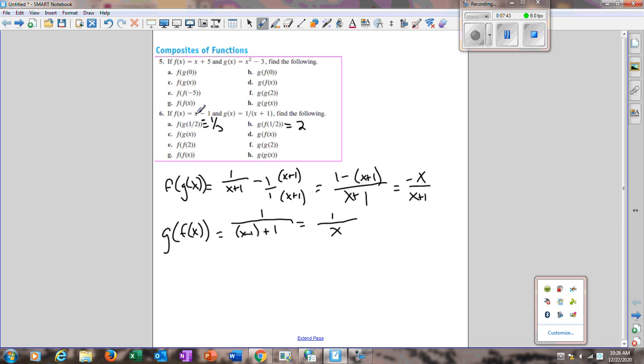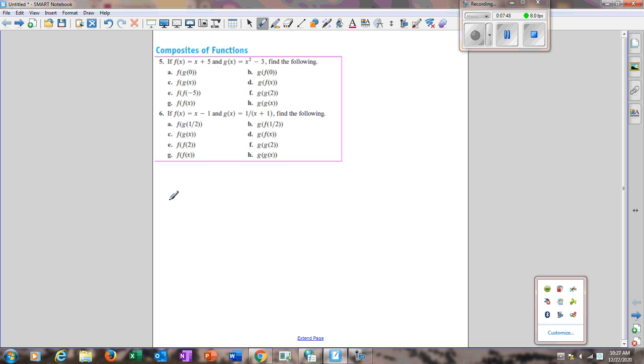All right, next is f of 2. So that means I plug a 2 in for x minus 1. That's 2 minus 1, which is 1. Plug the 1 in now. 1 minus 1 is 0.